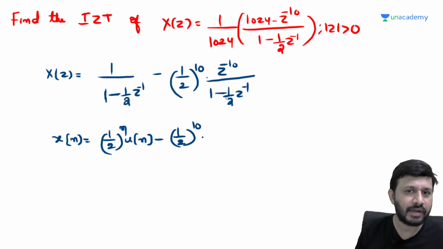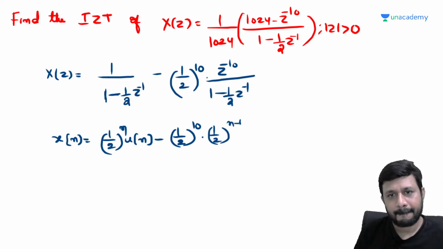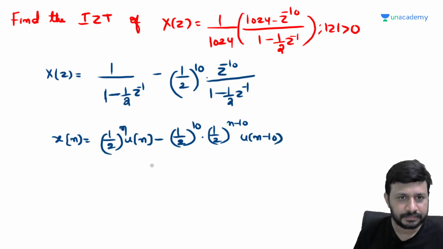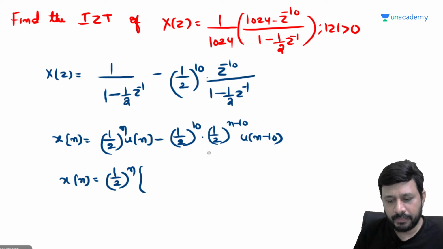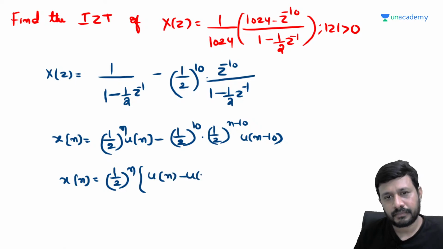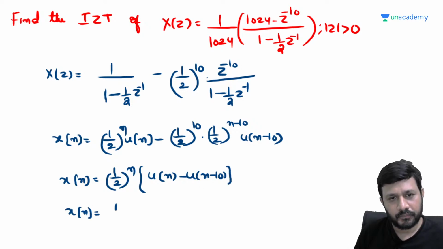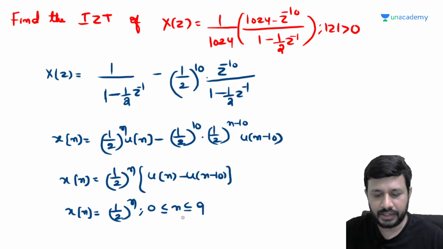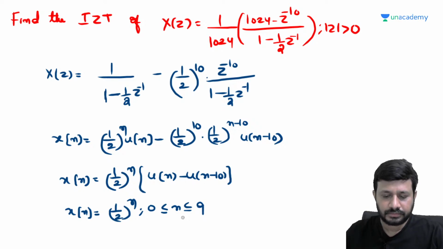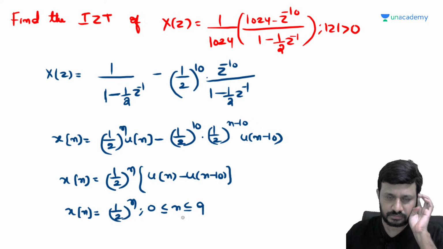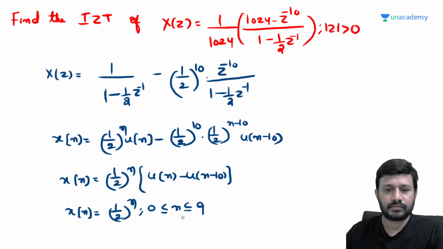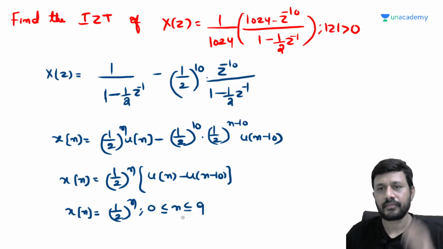What is the inverse of z power minus 10 by 1 minus 1 by 2 z inverse? U of n minus 10. One by 2 whole power 10, 1 by 2 whole power minus 10 will get cancelled. U of n minus 10 means the resulting signal will exist from 0 to 9. Right.